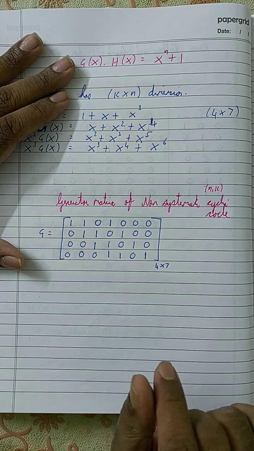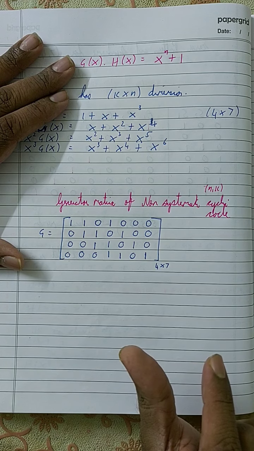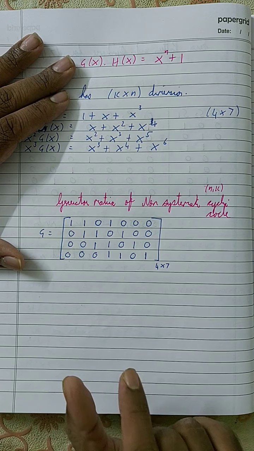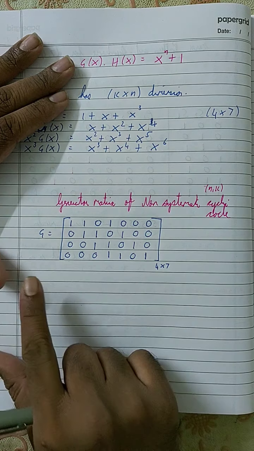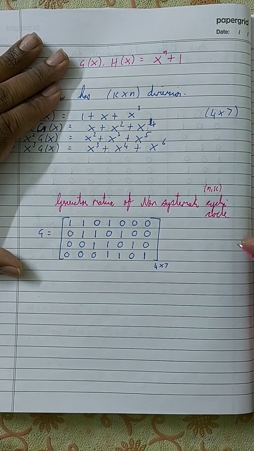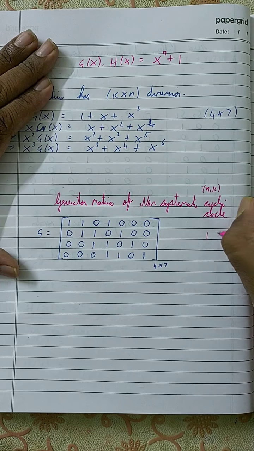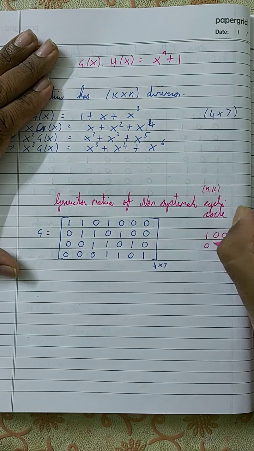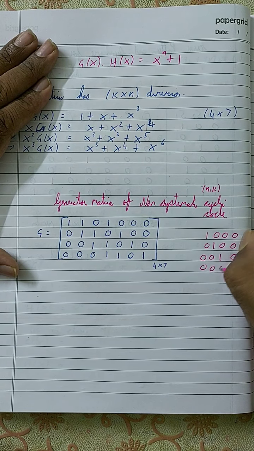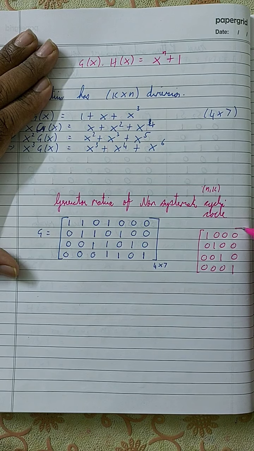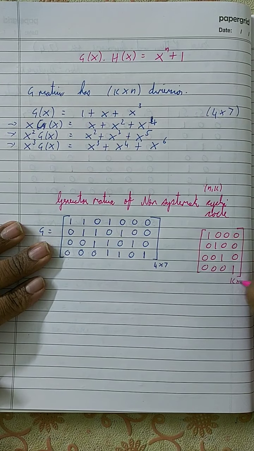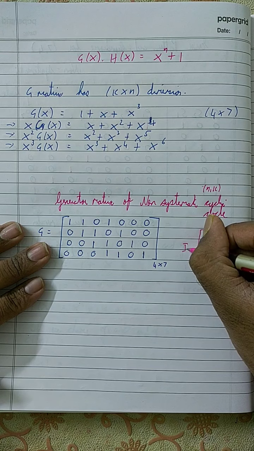A systematic cyclic code means part of the code word will be the message, and part of it will be your parity check bits. So if you want to get the message inside your code word, the only way is if the generator matrix contains an identity matrix. Here there is no identity matrix. When I say identity matrix, I mean this: 1 0 0 0, 0 1 0 0, 0 0 1 0 and 0 0 0 1. The identity matrix should be k by k, that is 4 by 4. We call this I_k or I_4.